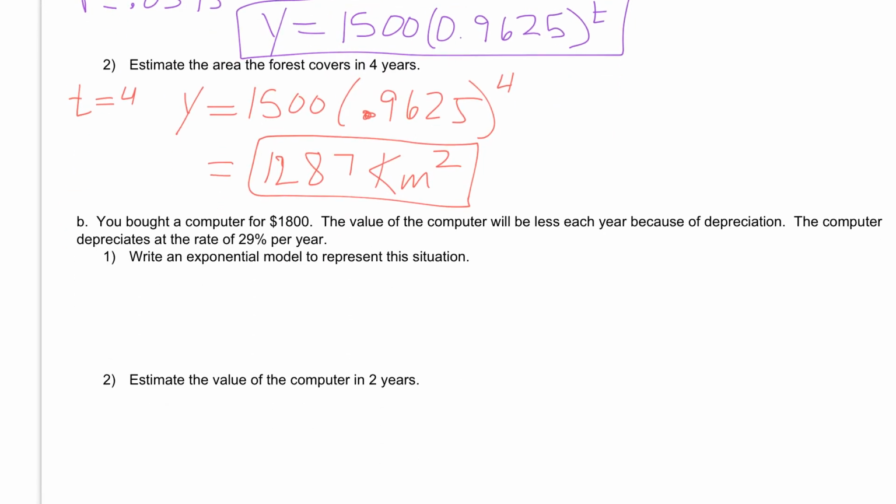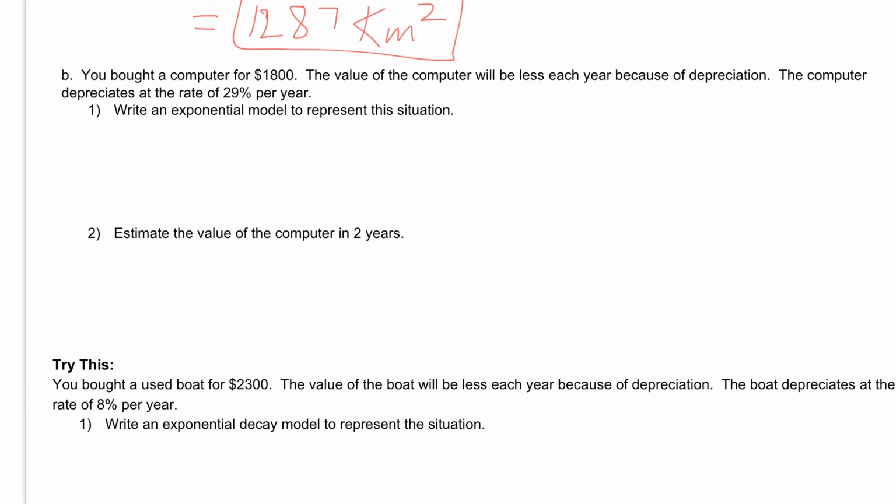Let's try another one together. Let's take a look at letter B. Letter B says you bought a computer for $1,800. The value of the computer will be less each year because of depreciation. Depreciation means it's going down. The computer depreciates at the rate of 29% per year. Write an exponential model, again, model or function, to represent the situation. So this is telling us again that Y and T should be in our answer. We need two variables that we're looking at in terms of our model.